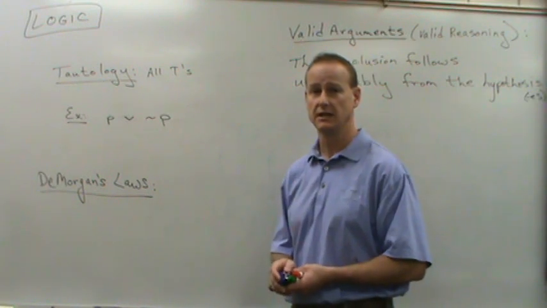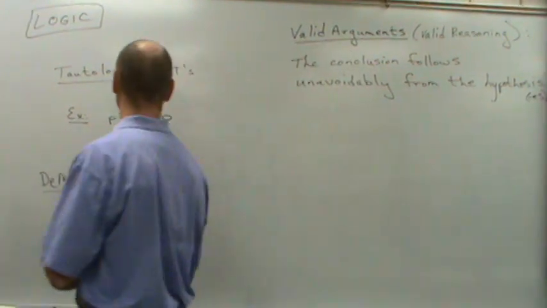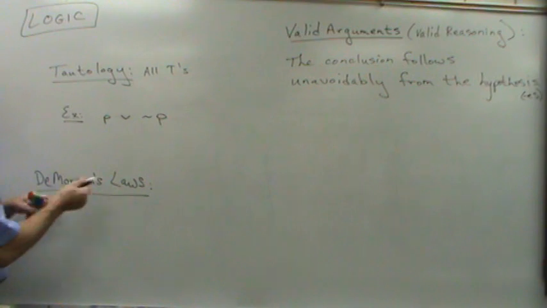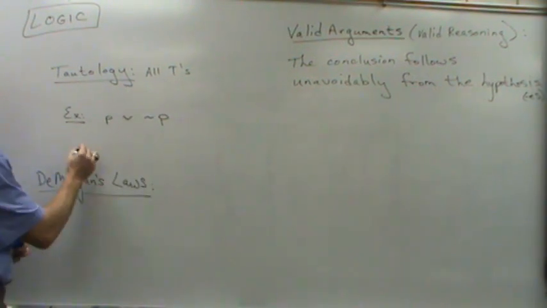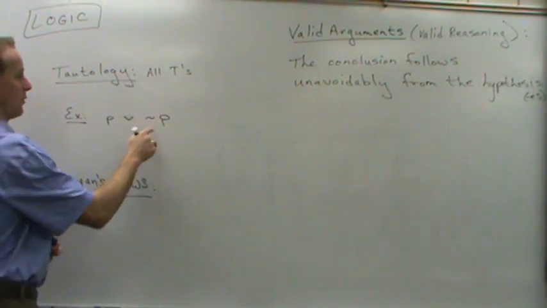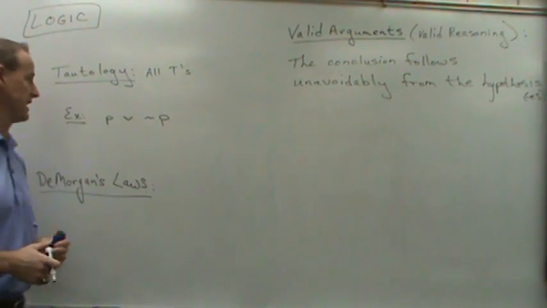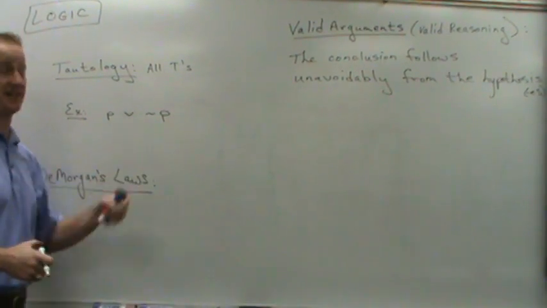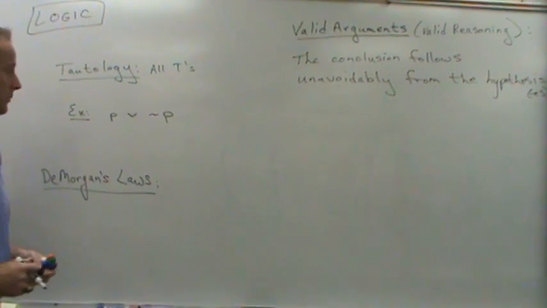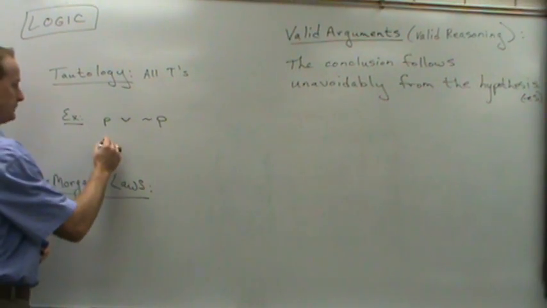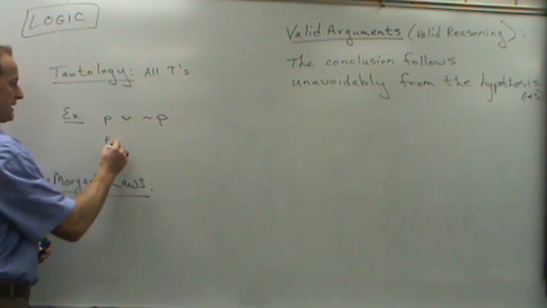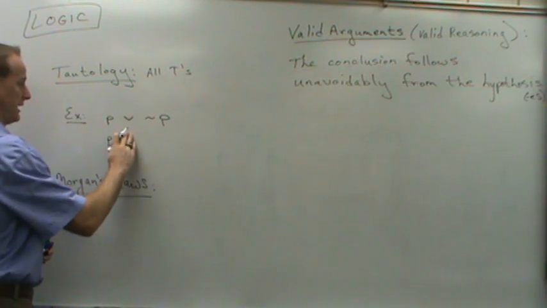A tautology is going to be an example where we end up with having all truths. So, for example, P or not P would always end up being true. So, today is Tuesday or today is not Tuesday. Well, we would accept that as always being true. Now, we can prove that using a truth table again.